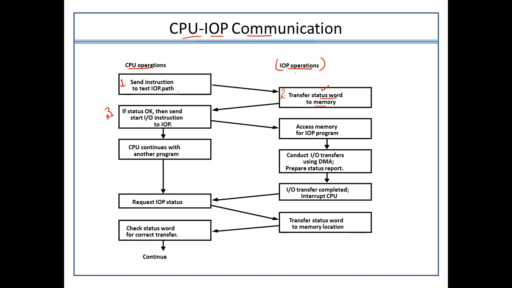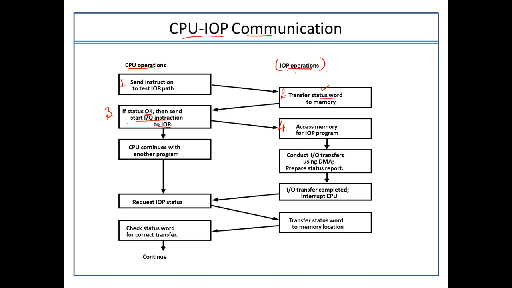Like, this is the current status of the IOP, whichever operation they are performing right now. And if the status is okay, then what will happen? It will start the IO instructions to the IOP. Now the IO instructions will start to be executed by the IOP. This has been done by the CPU only. The CPU will start its input output instruction towards the input output processor. Then what will happen? Now the IOP will access the memory for the IOP program. Whichever IOP instruction or program is to be executed, it will have access to the memory for that particular program or instruction.